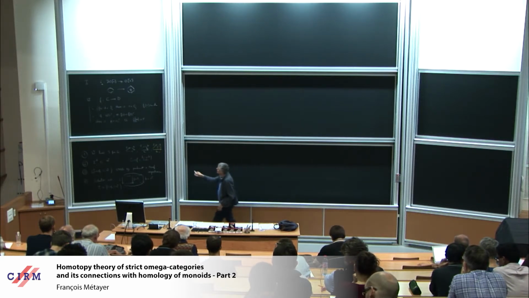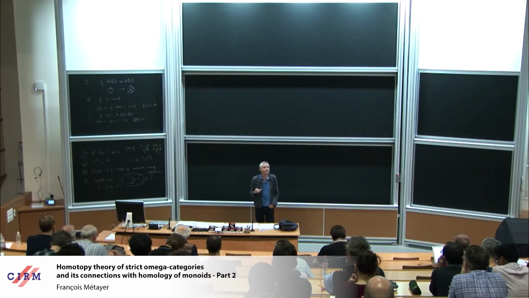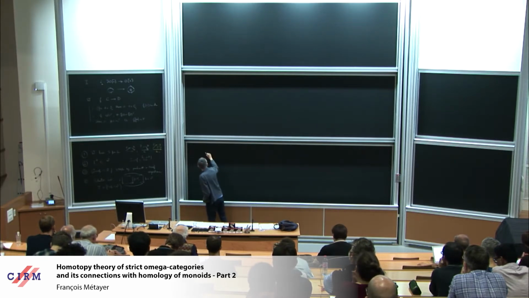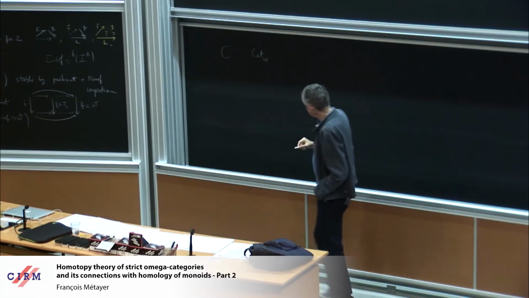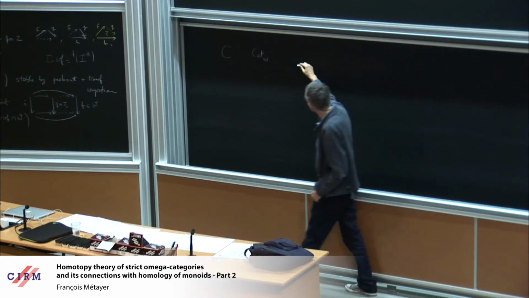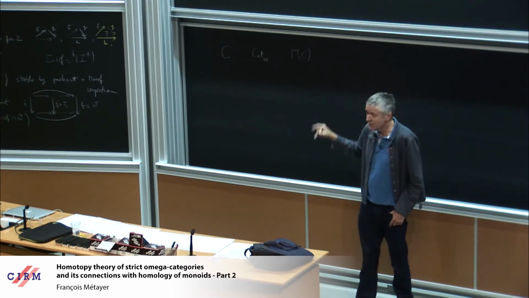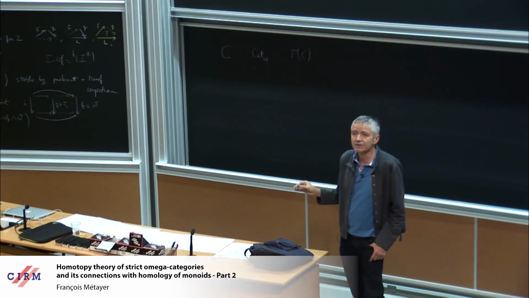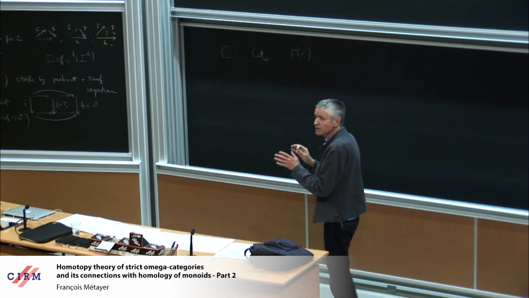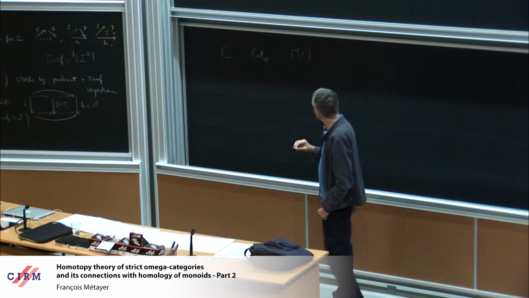Okay, so how do you prove this? For this, we need a construction of cylinders. I alluded to it yesterday. If you have a C in omega-Cat, you may define a category Γ C, an omega category again, of cylinders in C. I gave little pictures yesterday. Here is a quick formal definition of these objects.